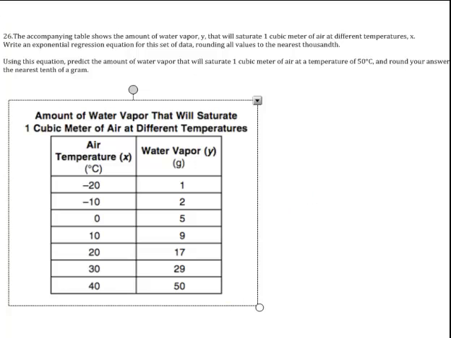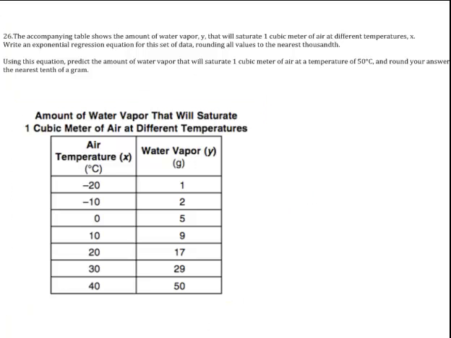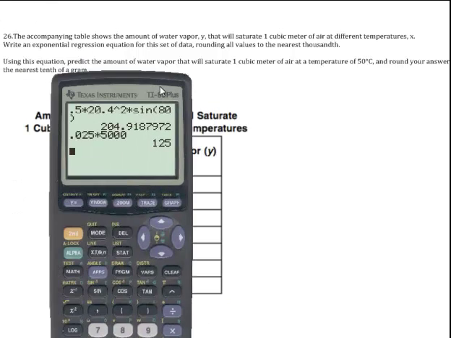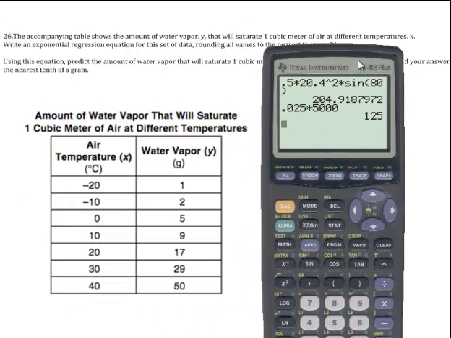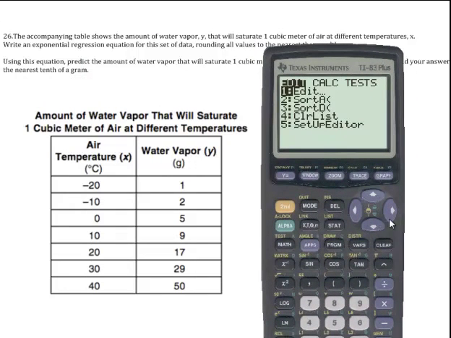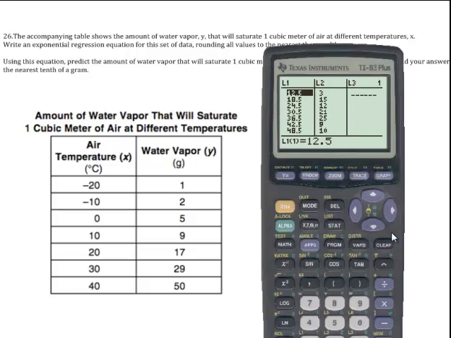Okay, the accompanied diagram. Oh, a table. A table, table, table. Yay! Calculator work. So I'm going to go right here into Stat. I'm going to go into Edit. I'm going to clear out my lists. There we go. And I know it's going to be on my calculator, so I'm just going to type them in right now.